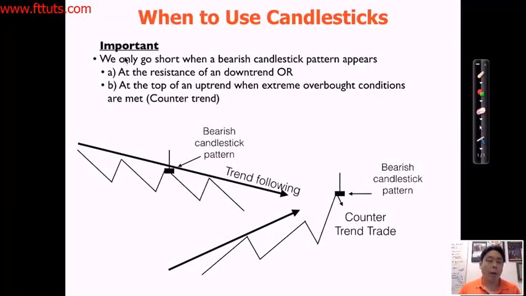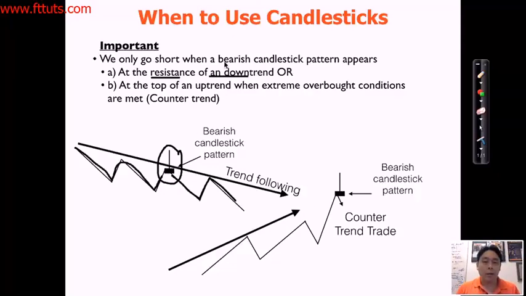Similarly, when do we go short when we see bearish candlestick patterns? We only go short when a bearish candlestick pattern appears at the resistance of a downtrend. Okay, so you can see a downtrend over here, right? So impulse, retrace, boom, bearish candlestick pattern appears right at the resistance level, right at the moving average. And that's when you sell to continue riding the trend down, trend trade.